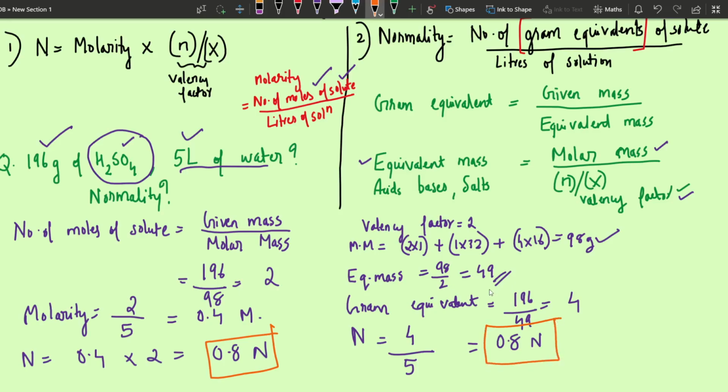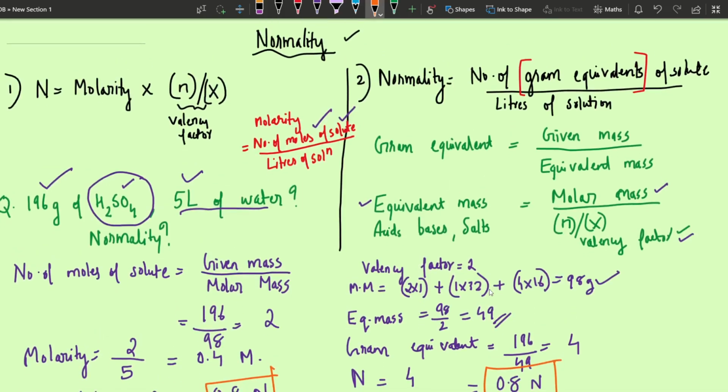So this is how we will find out normality. We can use these two equations.